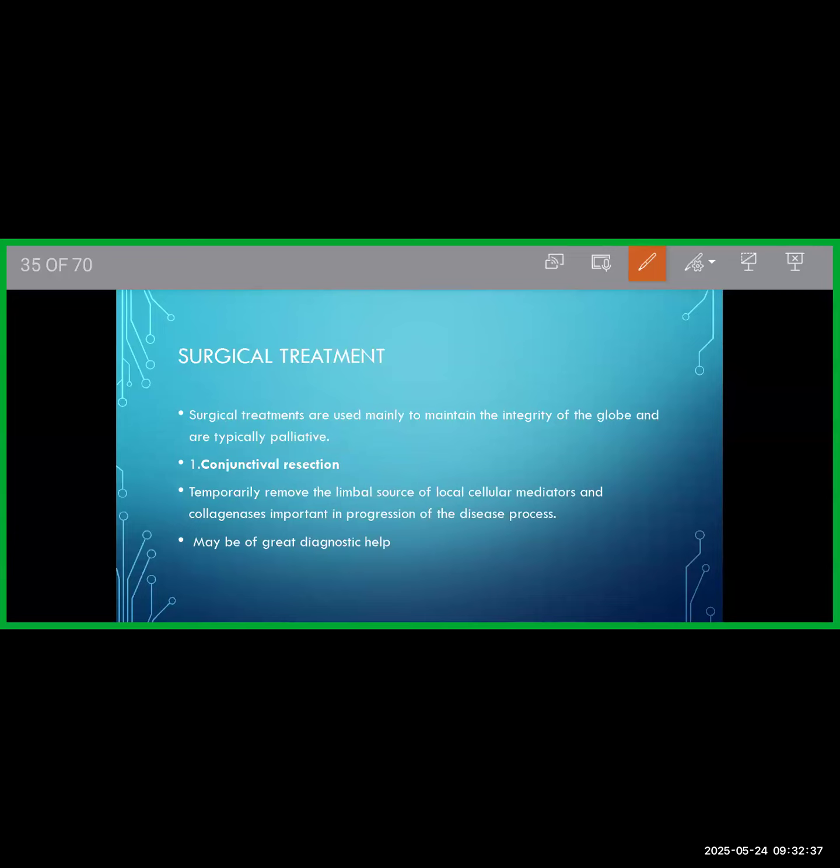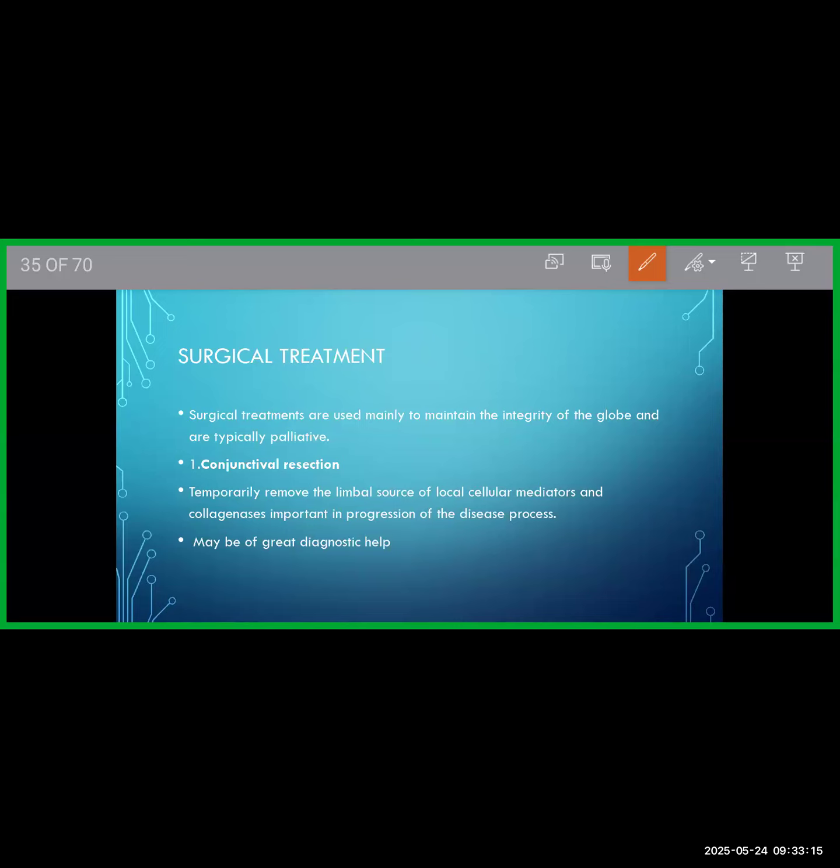Now, the surgical management basically is to maintain the integrity of the globe and also to prevent the autoimmune antibodies from getting to the cornea. Among which is the conjunctival resection. Conjunctival resection is based on the assumption that the antibodies are coming from the conjunctival blood vessels to the peripheral cornea.